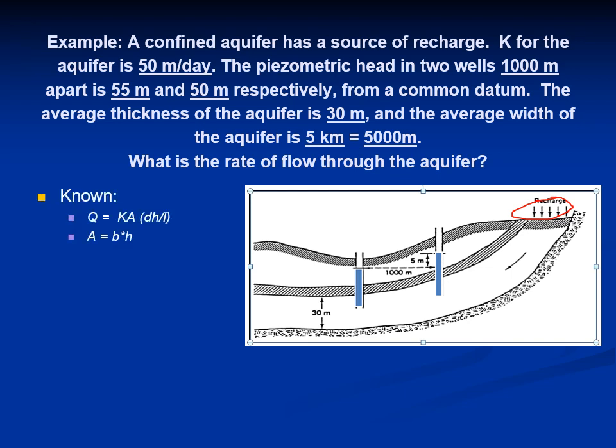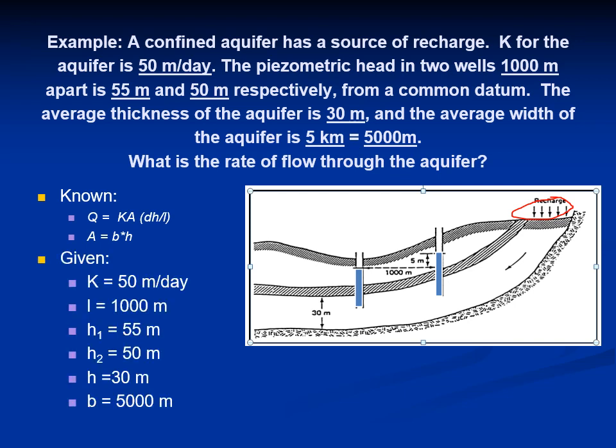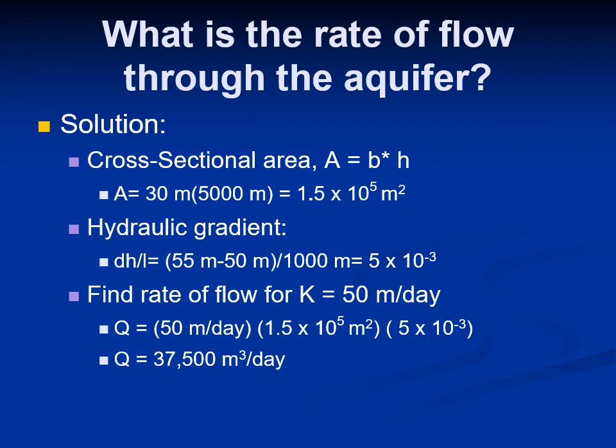So we know the equation for groundwater flow, Darcy's law, and we know that cross-sectional area for lateral flow is the aquifer width, B, times the saturated thickness, H. The given quantities are listed here. Now for our solution. Cross-sectional area is the 30-meter thickness times the 5,000 meter width. Hydraulic gradient is the difference in hydraulic head divided by the distance between the two wells.